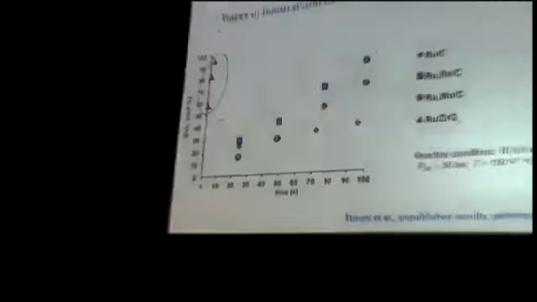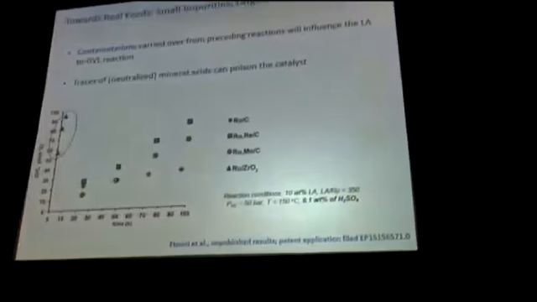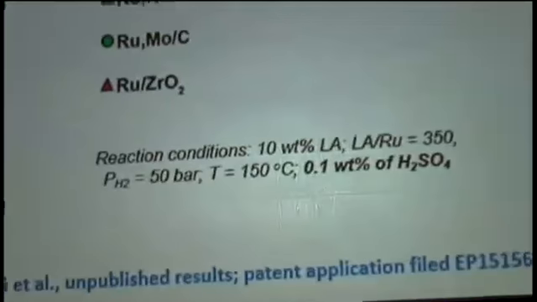These are reactions run at 0.1 weight %, a percentage that almost fully kills the activity of the ruthenium on carbon catalyst. But here in the top left corner you can see that the ruthenium zirconia catalyst is actually not so much affected. It doesn't really care about the presence of the sulfuric acid.